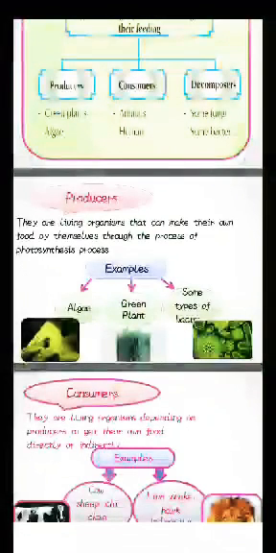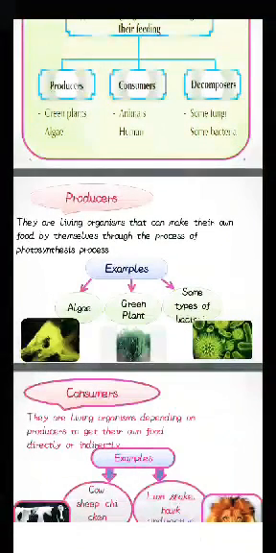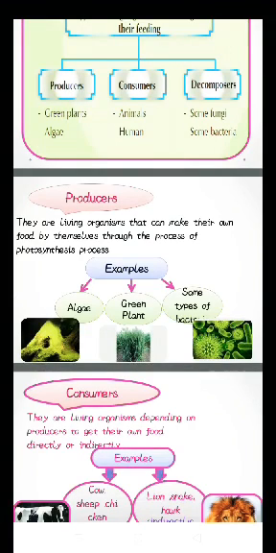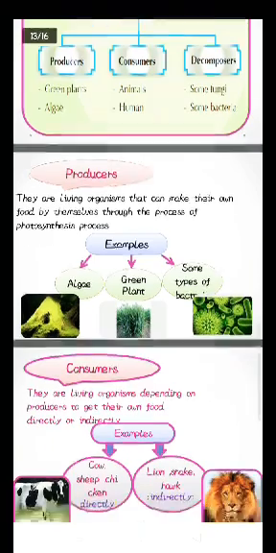Producers, such as plants. This living organism can make its own food by absorbing sunlight during the photosynthesis process. Give reason: because of the presence of green plastids. The green plastids absorb sunlight and make their own food. Examples are green algae, green plants, and some types of bacteria. These living organisms contain green plastids, so they can make their own food.